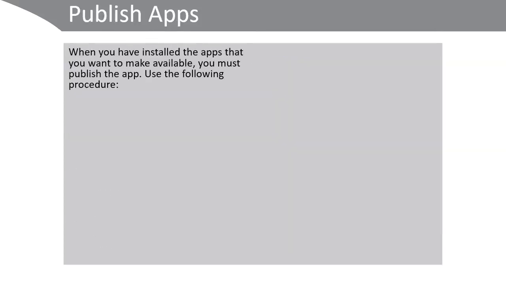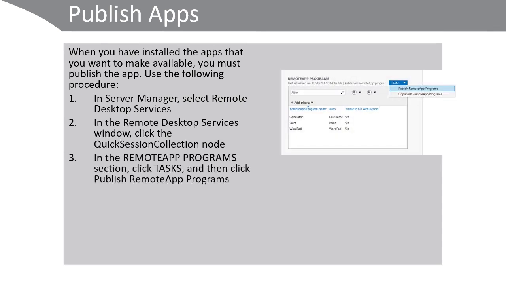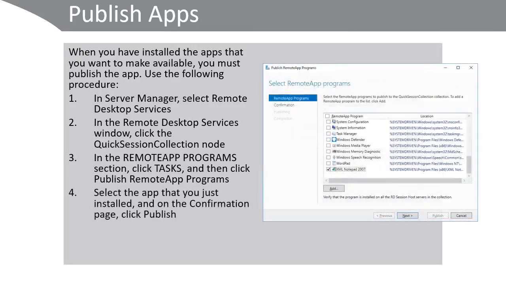Once you've installed the apps that you want to make available, you must publish them. Use the following procedure. In Server Manager, select Remote Desktop Services. In the Remote Desktop Services window, click the Quick Session Collection node. In the Remote App Programs section, click Tasks and then click Publish Remote App Programs. Select the app that you just installed and on the confirmation page, click Publish. The newly published app is displayed in the Remote App Programs list.